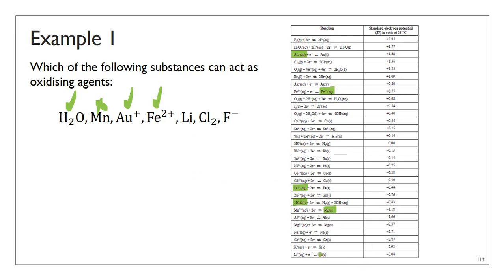Lithium. So lithium is down here. So no, you're not going to be able to find lithium anywhere else. Chlorine gas is up here. So yes, it can act as an oxidizing agent. And fluoride ion is up here. So no, because it's only on the right side. So any species that appears on the left side of the column can act as an oxidizing agent. And that's all you need to do for example 1.